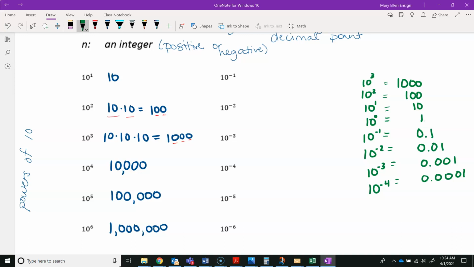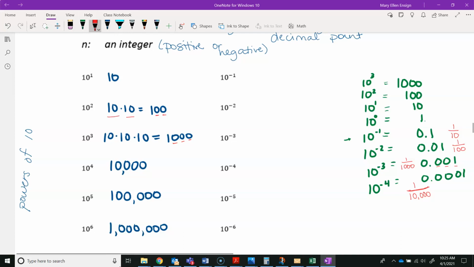Well, what is this? If I look right here, what's another word for this decimal? Let me write it in another color here. This decimal is also known as 1/10. This decimal is also known as 1/100th. This decimal is also known as 1/1000th, right? 10th, 100th, 1000th. This is also known as 1/10,000th. We'll take a look at those denominators. Those look kind of familiar, right? 10, 100, 1,000, 10,000. Those are powers of 10 on the bottom.